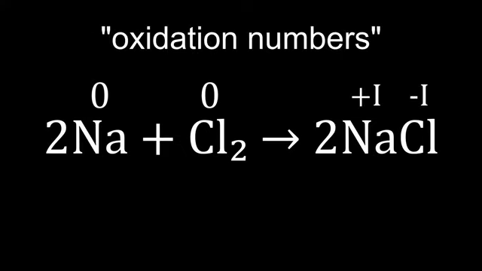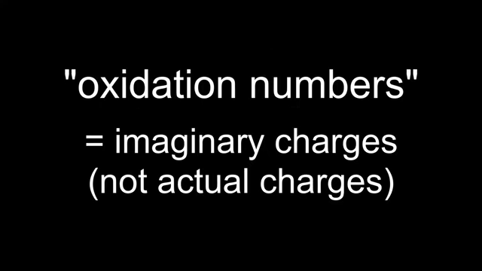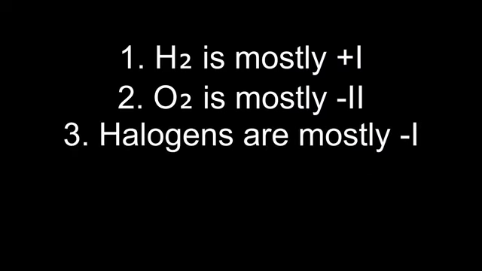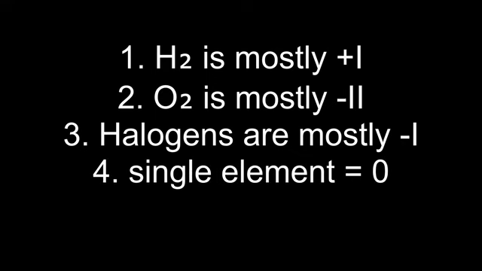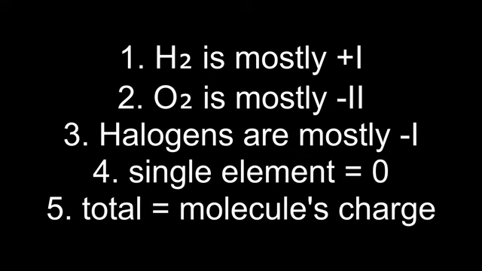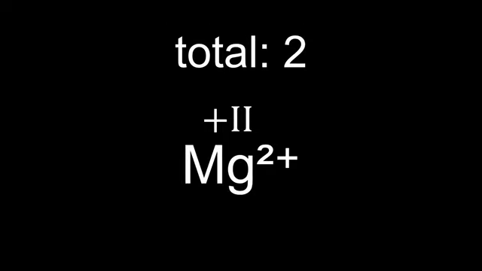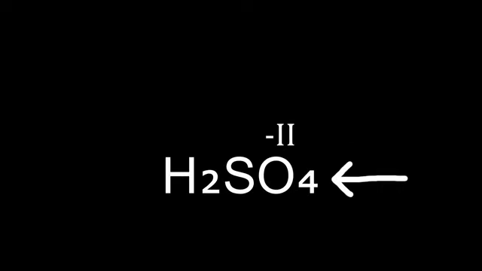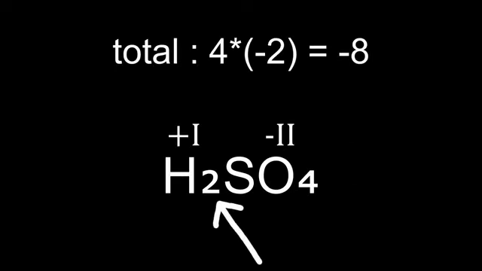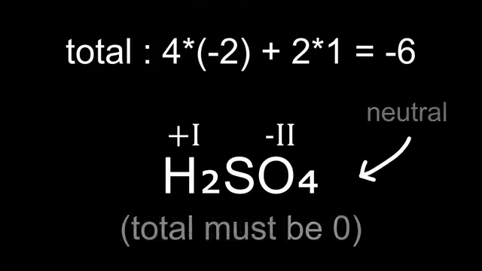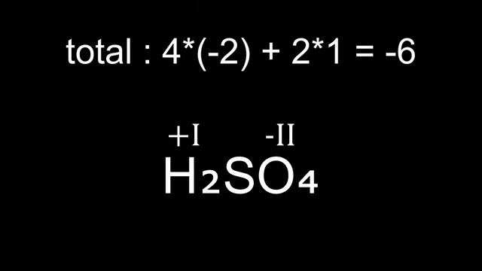More accurately, redox reactions are reactions that change the oxidation numbers of elements, which are kind of like imaginary charges. There's just a few rules you have to know to figure those out. Hydrogen is mostly +1, oxygen is mostly -2, halogens are mostly -1, single elements are always 0, and the number of all atoms in a molecule always have to add up to the molecule's charge. So this would total 0, while single ions just have their charge as the oxidation number. For example, in sulfuric acid we have 4 oxygens, which totals -8, we have 2 hydrogens, which brings the total to -6, and since the whole molecule is neutral, sulfur must have an oxidation number of +6.